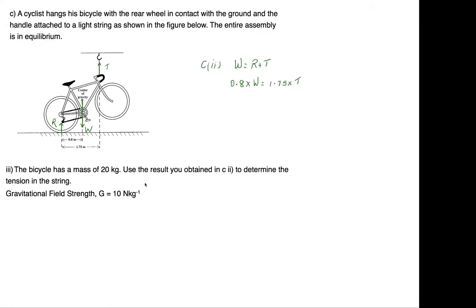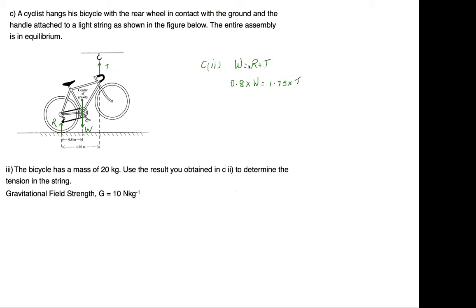Okay, so the next question says, the bicycle has a mass of 20 kilograms. Use the results you obtained in part C2 to determine the tension in the string. So I brought over what we just determined to be the two equations and I wrote them there. And so we need to basically use this information to determine what is this tension here in the string.